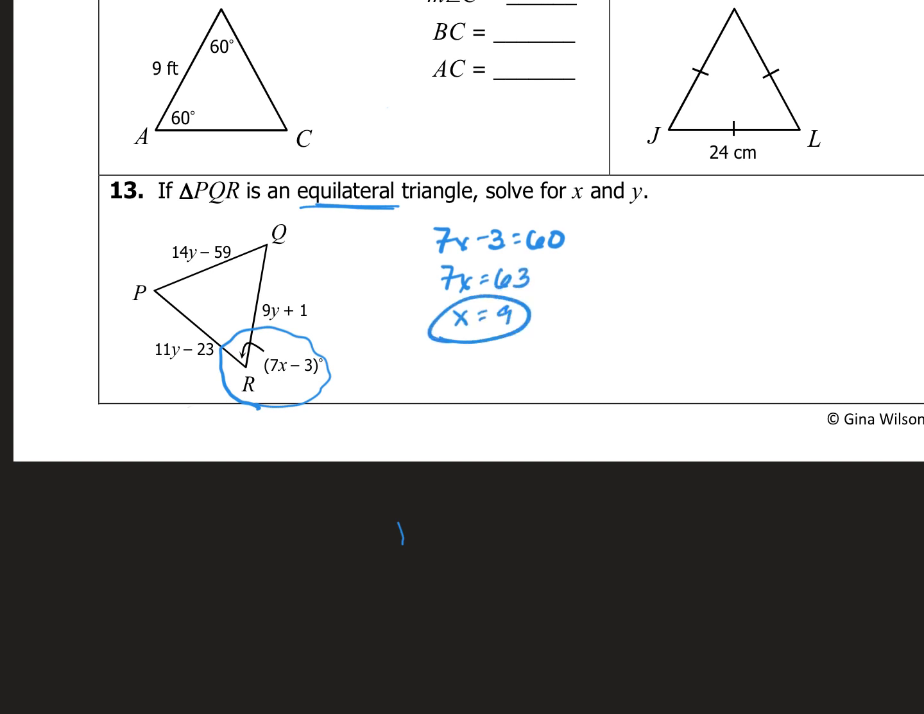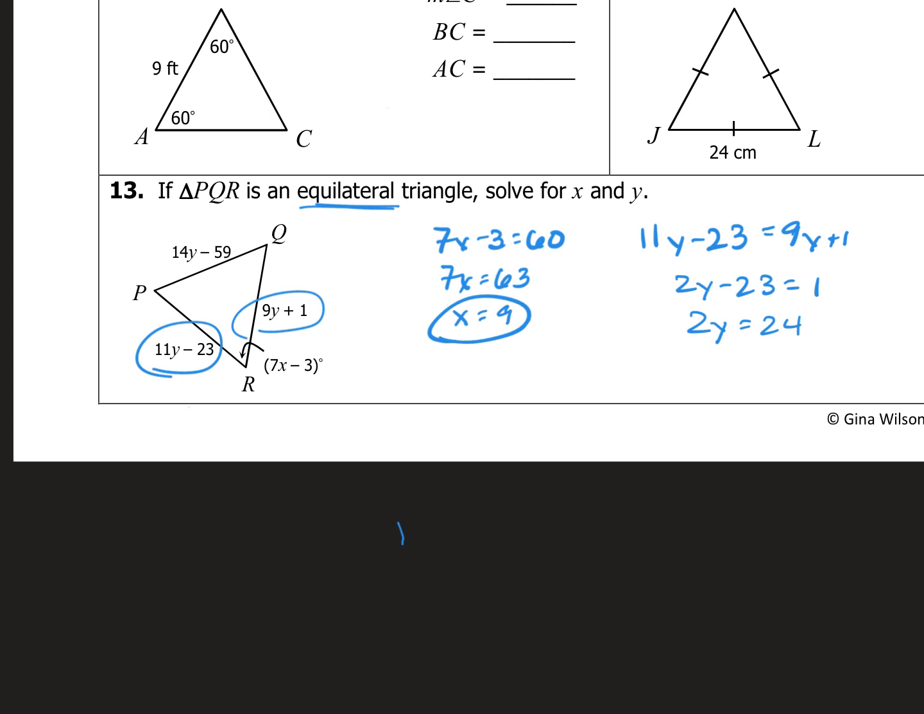Now we're going to figure out the y's. Now I know that every side has to match. So I just have to pick two sides. It really doesn't matter what two sides I pick, and they have to be equal to each other. So 11y minus 23 equals 9y plus 1. Subtract your 9y from both sides. You'll get 2y minus 23 equals 1. Add your 23, you get 2y is 24, and divide by 2, so y is 12.